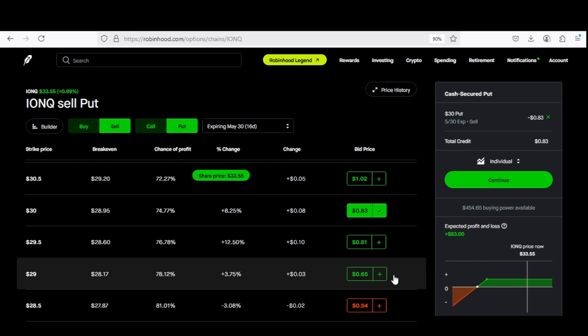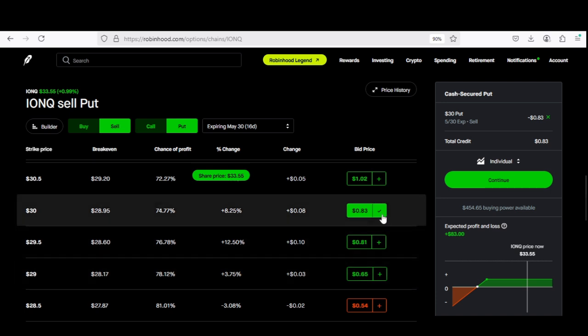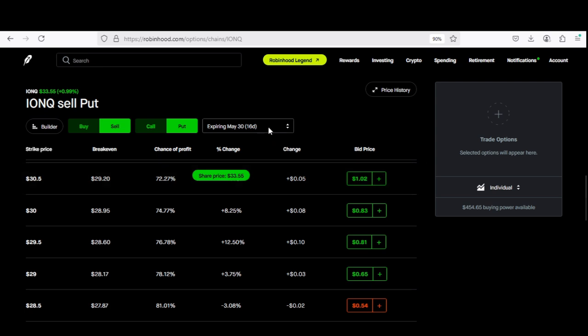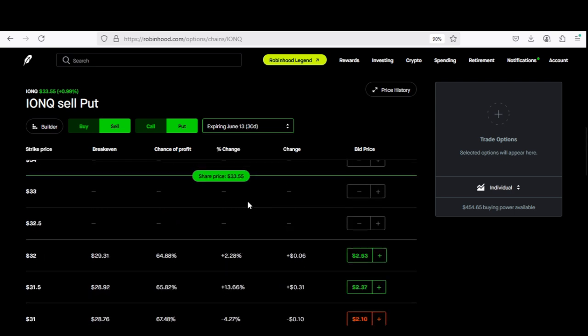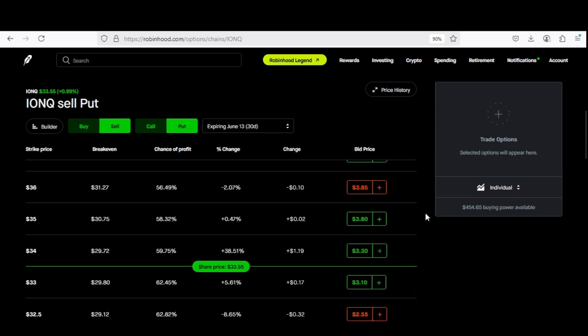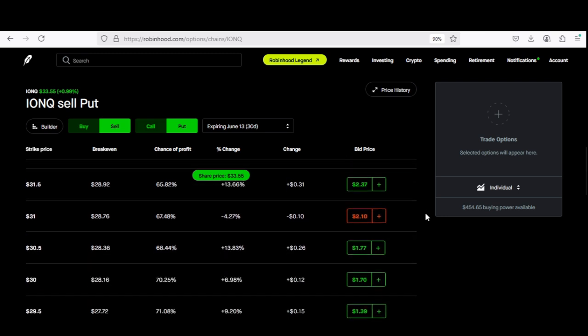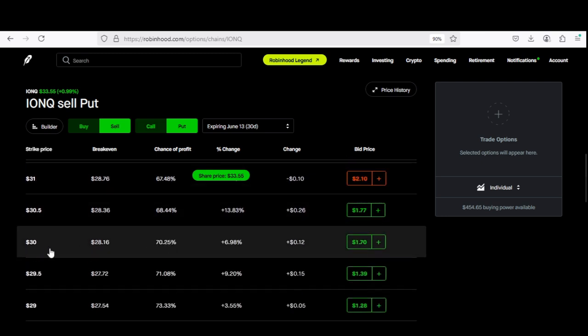Now, for those of you that made it to the end, you guys are the real option traders. If you want to increase your income, this is one slight adjustment you could do. You're going to go to monthlies. You're going to go to June 13th, which gives you 30 days to expiration. We're going to use the exact same strike price of $30. And now you see, with the $30 strike price, we're going to get paid even more. We're going to get paid twice as much.